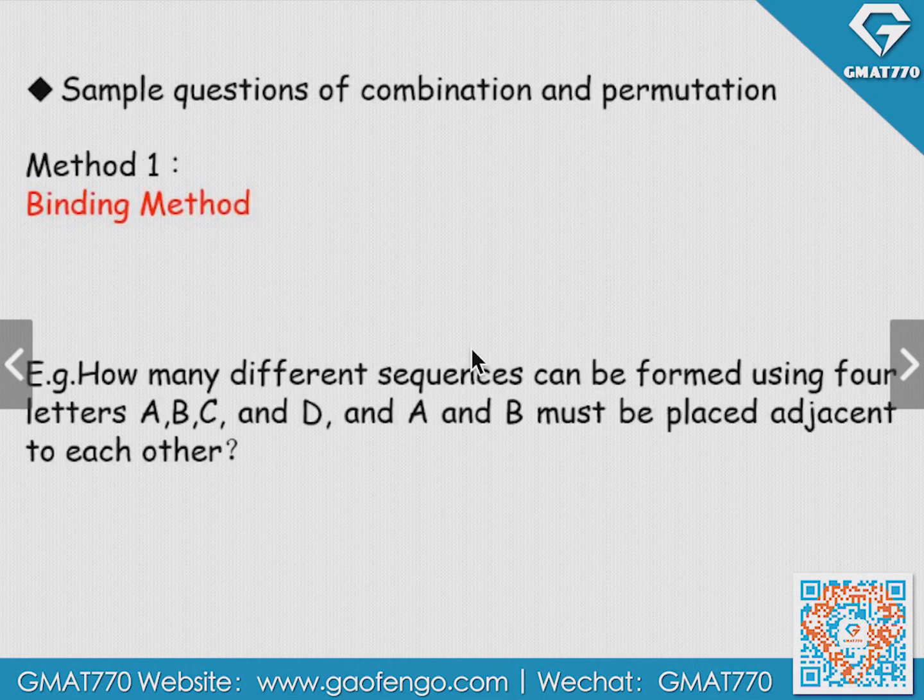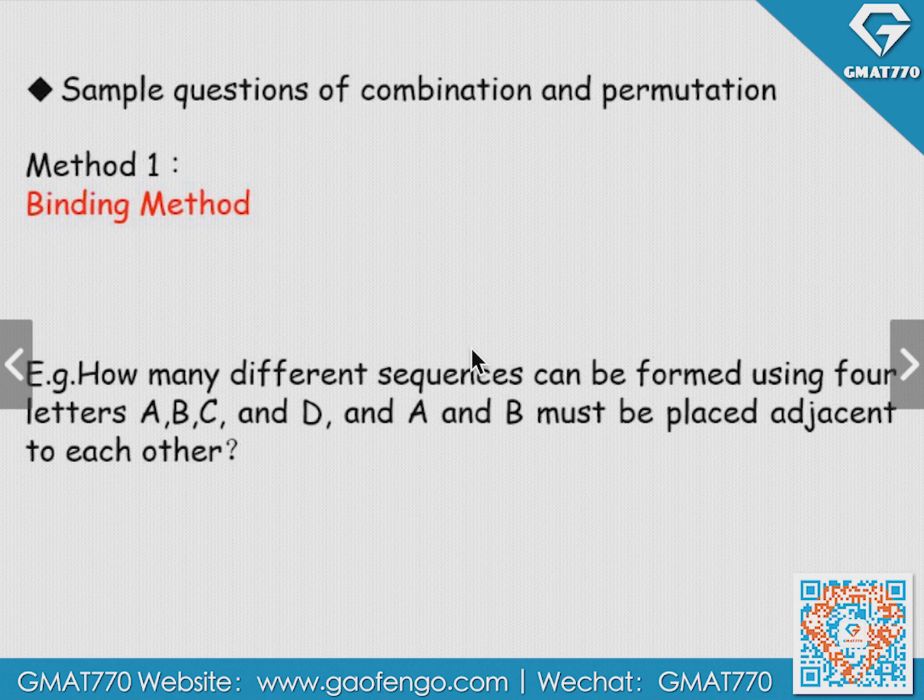Okay, so the first method you will use in combination and permutation questions is the binding method, or bundling method. So what does that mean and how does it work? Let's use an example to explain it. How many different sequences can be formed using four letters A, B, C, and D, if A and B must be placed adjacent to each other?